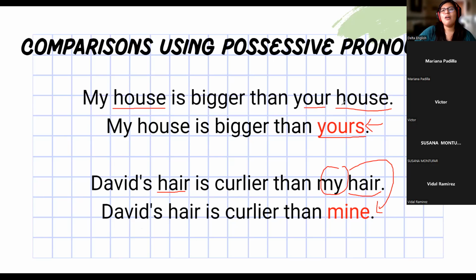So what am I doing? All I'm doing is transforming the possessive adjective into its corresponding possessive pronoun, and I am eliminating the object. I don't need to mention it again.